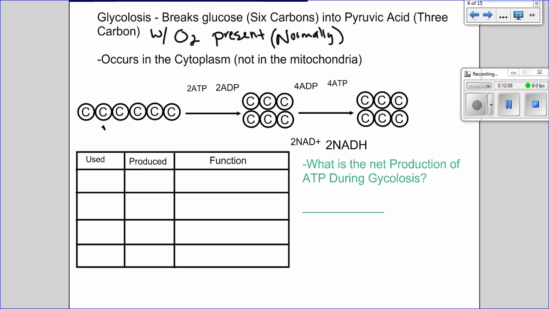So here you've got your glucose, all right, in the beginning of the reaction, and after a series of enzyme catalyzed reactions, you're going to have pyruvic acid. Okay, so that's what's used, glucose, and produced pyruvic acid. And pyruvic acid gets sent to the Krebs cycle.